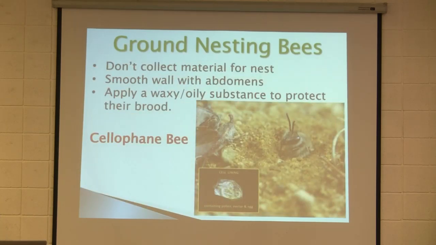They don't collect material for the nest, the cellophane bees. The cellophane bees actually excrete a cellophane type substance that they put around the inside of the hole in their nest, and it covers the brood and allows food for the brood also.